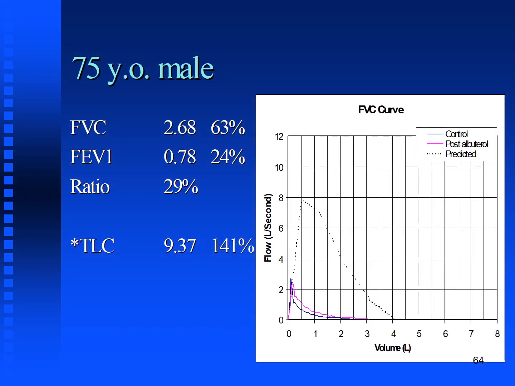Here's a 75-year-old male. Looks like both FEV1 and FVC individually are less than 80% predicted. Their ratio meets GOLD criteria for less than 70%. They have obstructive disease, and this is confirmed that they also have hyperinflation. So when total lung capacity is above 120% predicted, they are hyperinflated. So obstructive disease with hyperinflation.